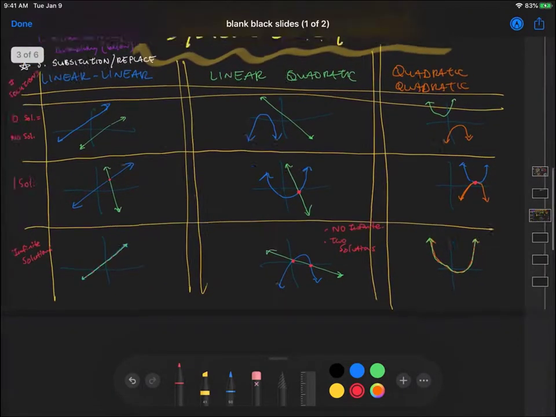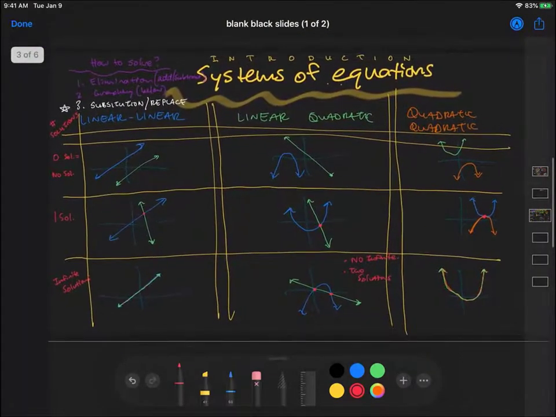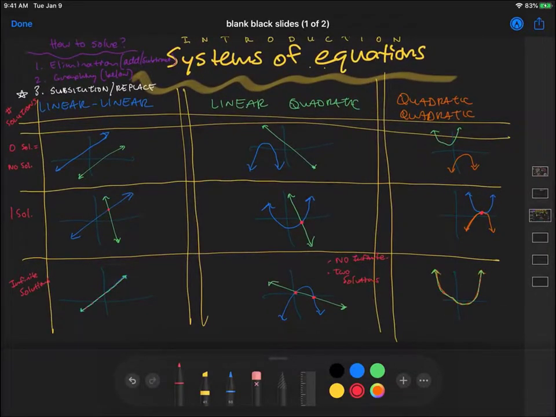And then there's the infinite solutions. Okay, so that's the introduction of solving systems of equations: linear-linear, linear-quadratic, quadratic-quadratic, and then we're going to be focusing on the substitution method.